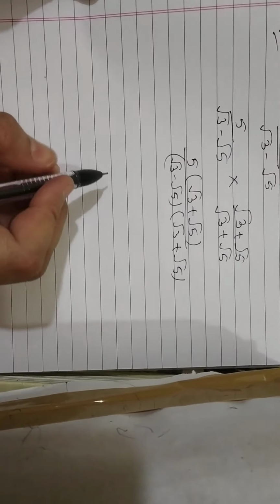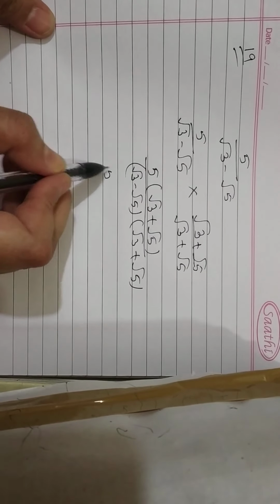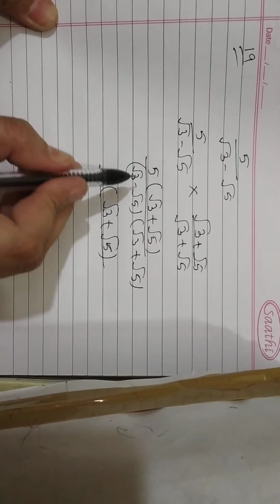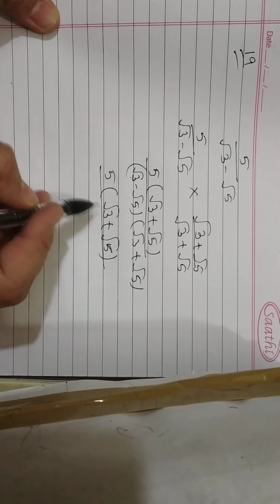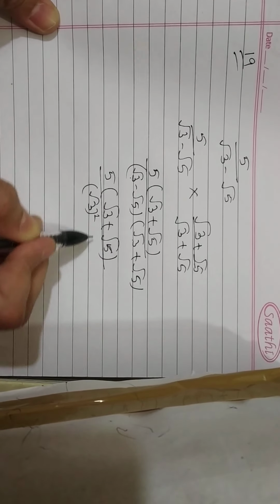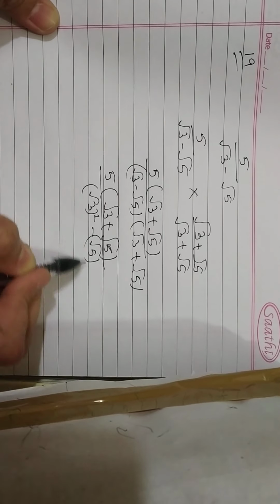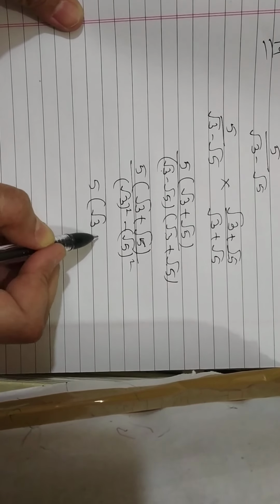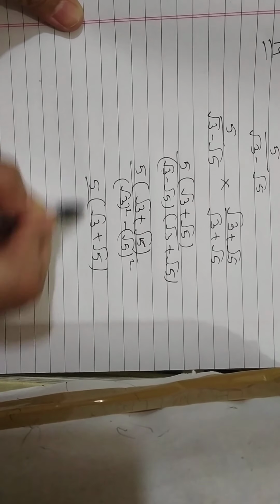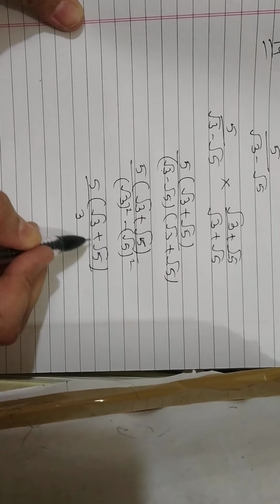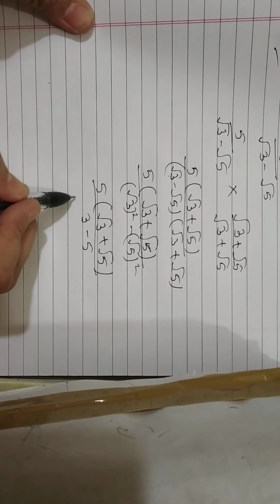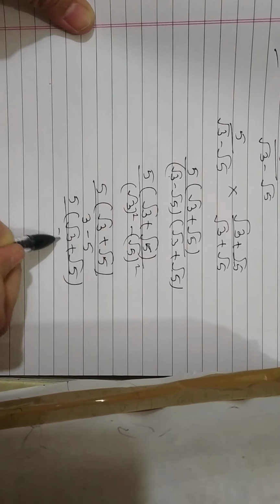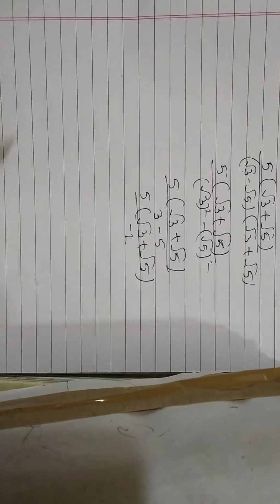So what are you going to get? We'll keep the numerator like this only. We won't multiply first. First we'll see what you are going to get. A minus b, a plus b, so a square minus b square. What is root 3 square? 3. What is root 5 square? 5. So 5 root 3 plus root 5 upon minus 2. You can keep it like this.